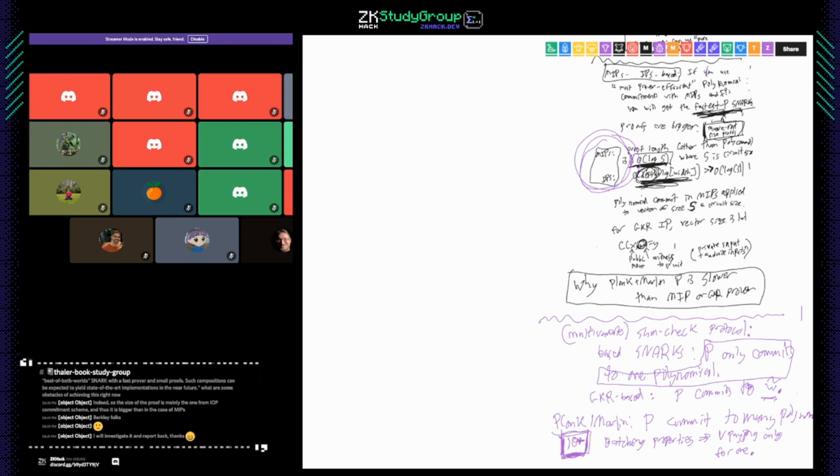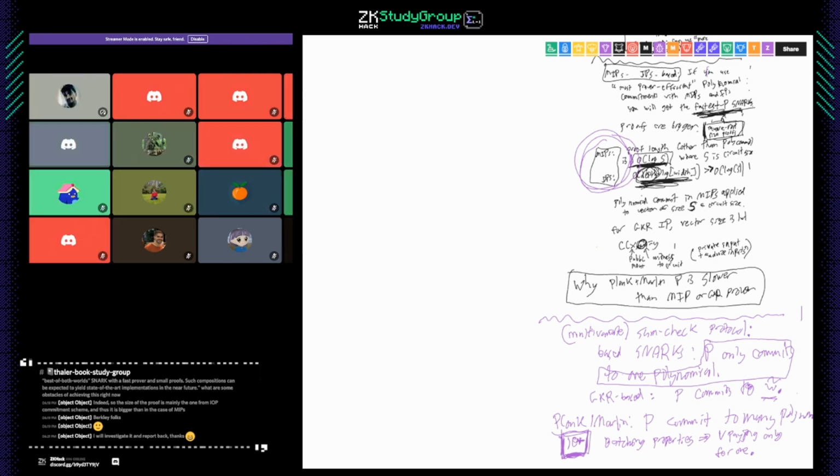But on the other hand, outside of the polynomial IOP, the proof is much shorter in Plonk and Marlin. It's constant instead of log. So if you're optimizing for proof size, you're definitely going to get a much shorter proof out of Plonk and Marlin. So those are the trade-offs.